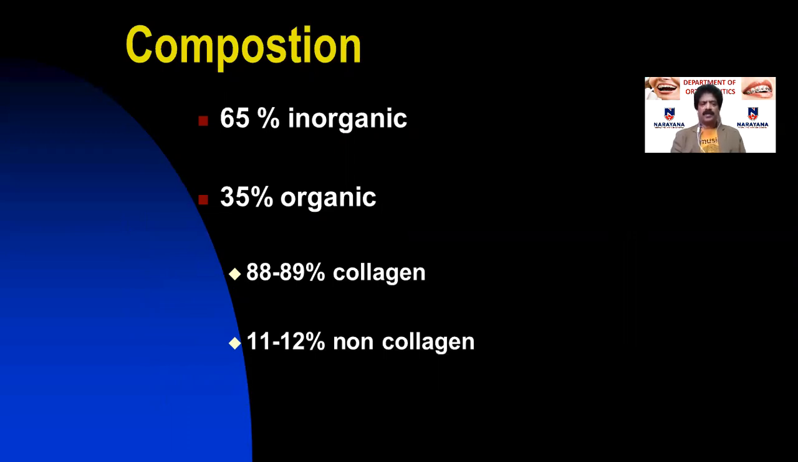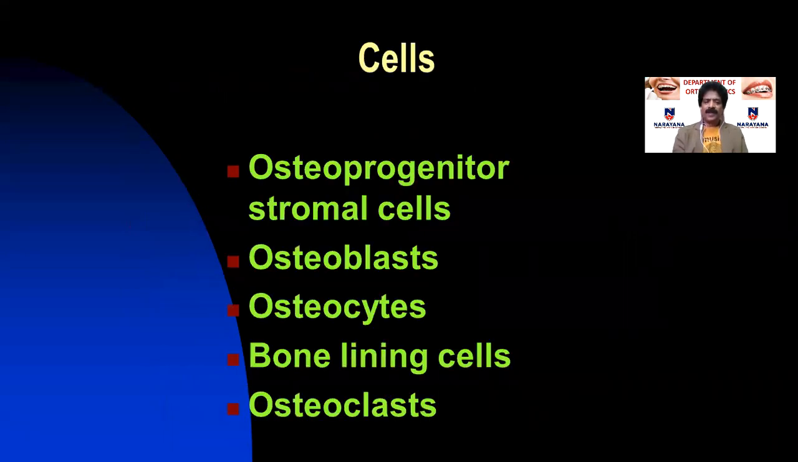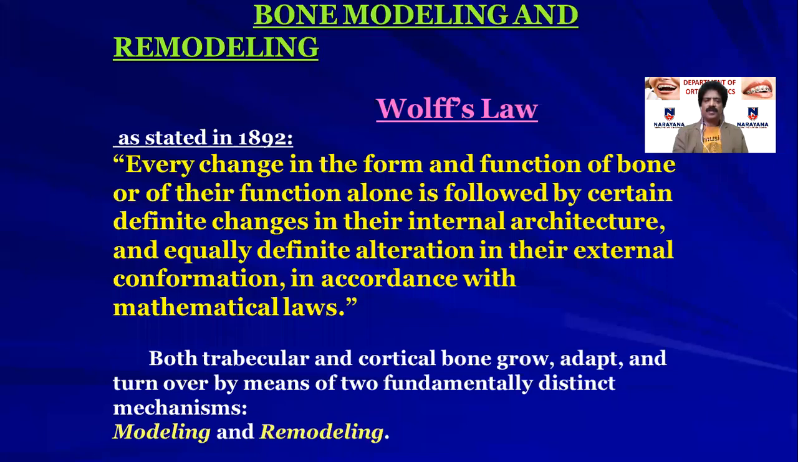You can see there 5% is inorganic. The 35% is organic. Then you have collagen. Most of the organic part is collagen. Then the cells. These cells, the OPG cells, and the osteoblasts, osteocytes, osteoclasts. Okay. So the bone modeling and remodeling, the Wolff's law.